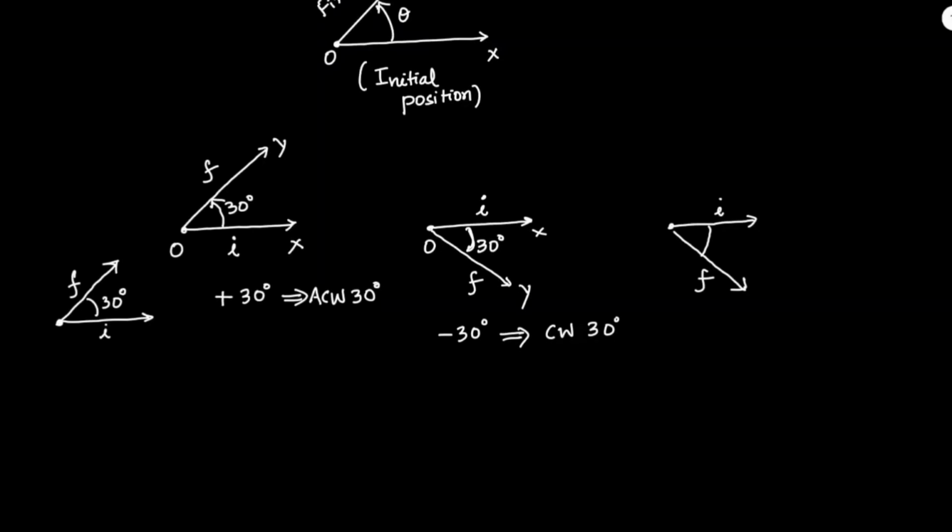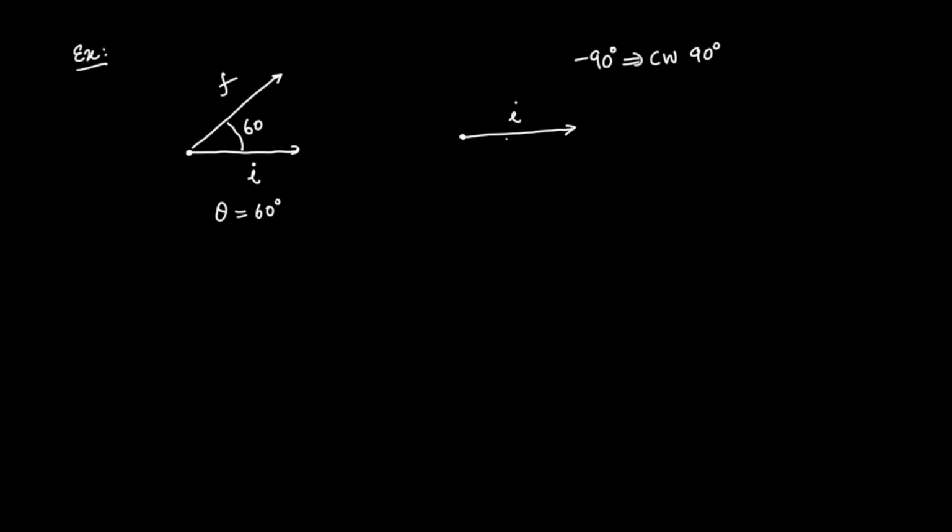Suppose nothing is mentioned, we have to take the rotation as anti-clockwise, plus. For example, rotation of 60 degrees would be like this. This is the initial position of the ray, rotate 60 degrees. This would be my final position. Rotation of minus 90 degrees would be like this. This is the initial position of the ray, minus 90 degrees means clockwise 90. So clockwise 90 degrees, and this would be the final position of the ray.